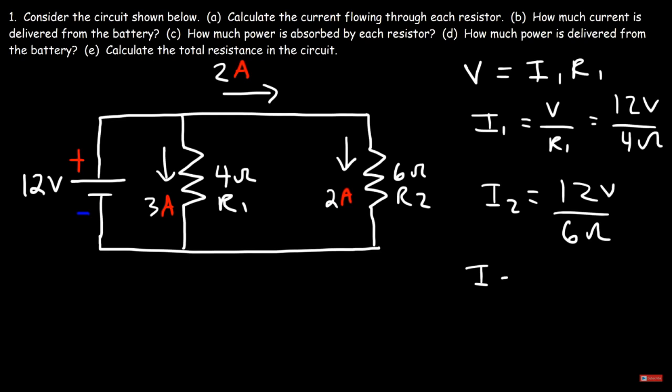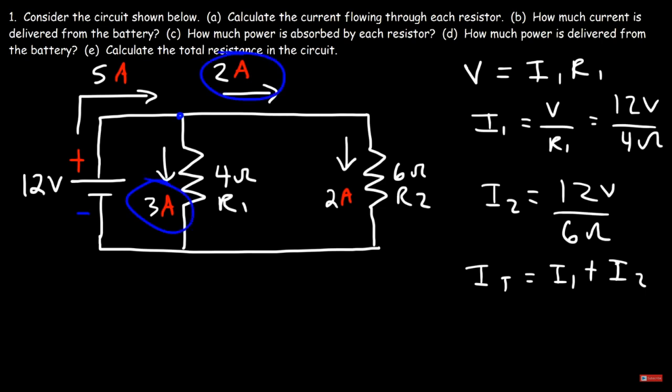The current released by the battery is the sum of the currents flowing through each resistor. The current that flows through this segment has to be 5 amps. It makes sense because at this junction, 2 went to the right and 3 amps went below. So the 2 amp current flows through this portion of the wire, and it meets up with the 3 amp current, where it returns to the battery with a current of 5 amps.